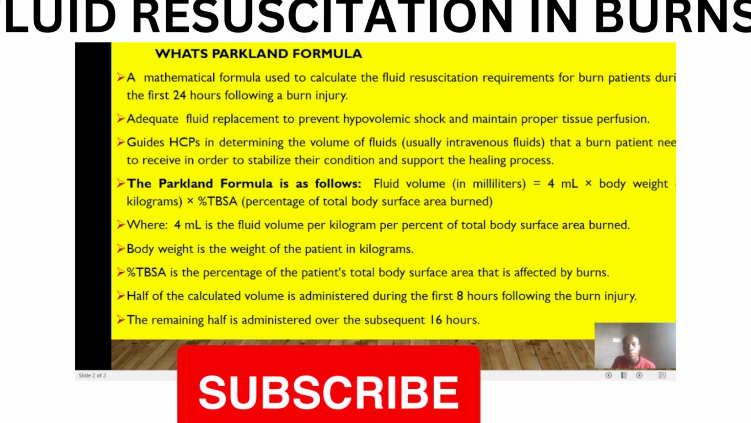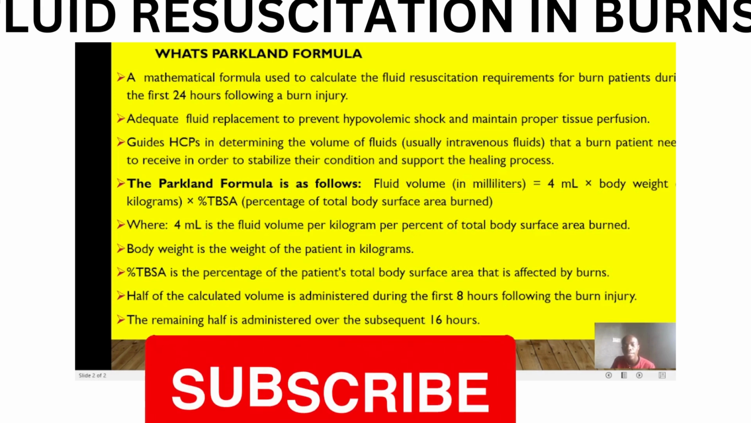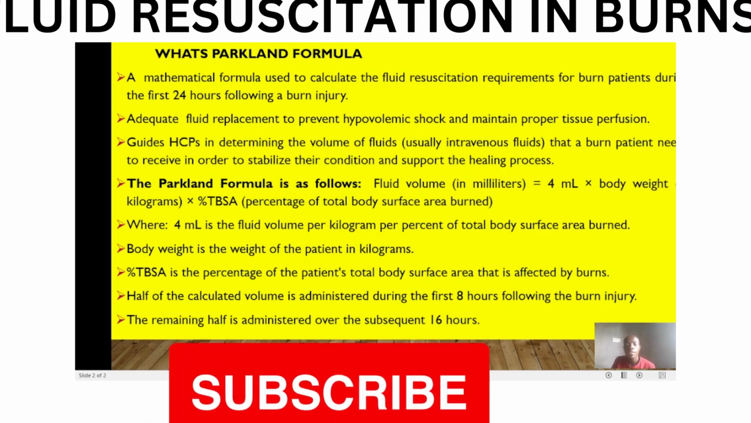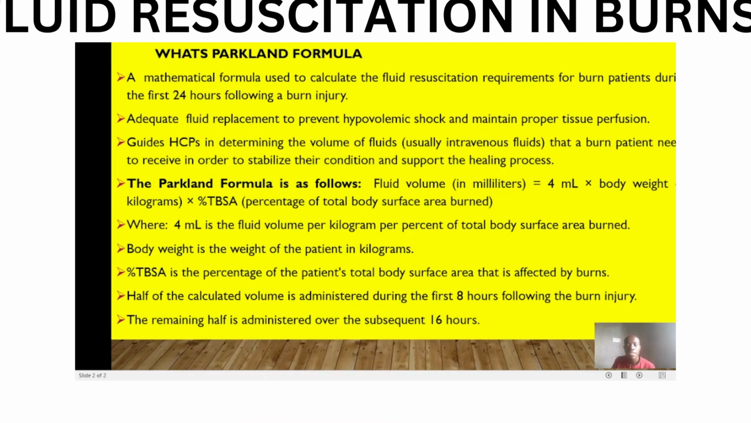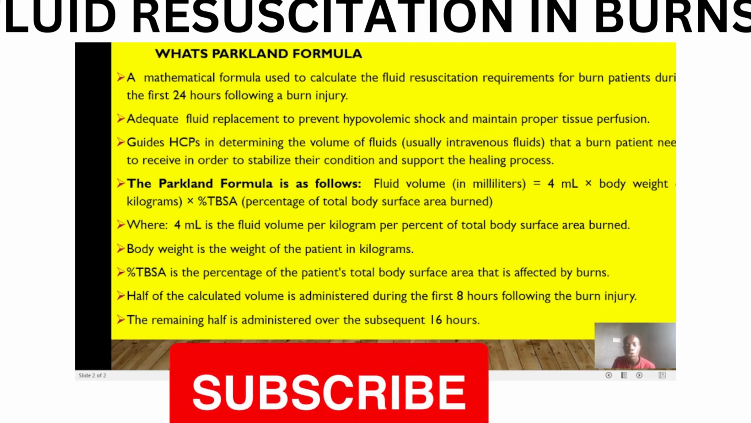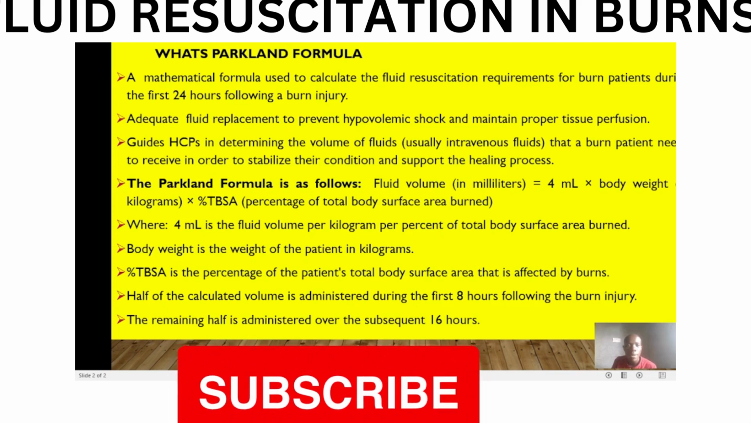Remember, this fluid is supposed to be given over 24 hours: the first half in the first 8 hours, and then the remaining half in the subsequent 16 hours. So that's how we use the Parkland formula in estimating the amount of fluid the patient should be given.